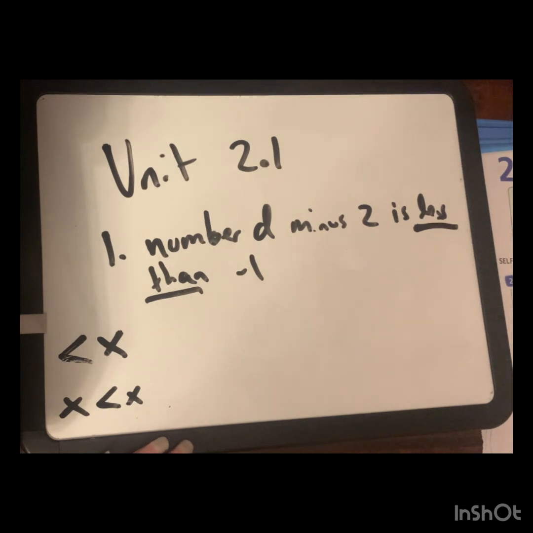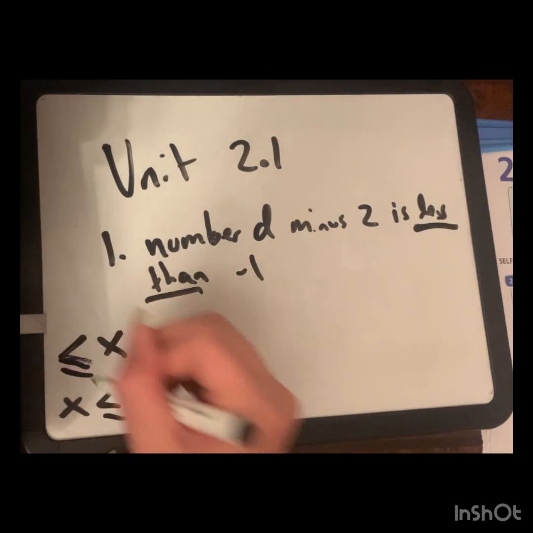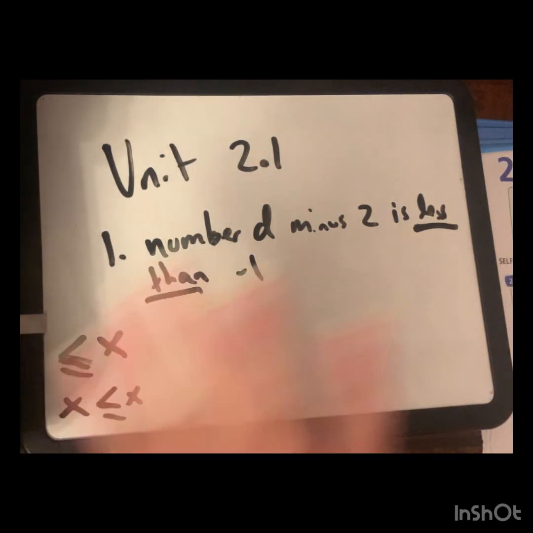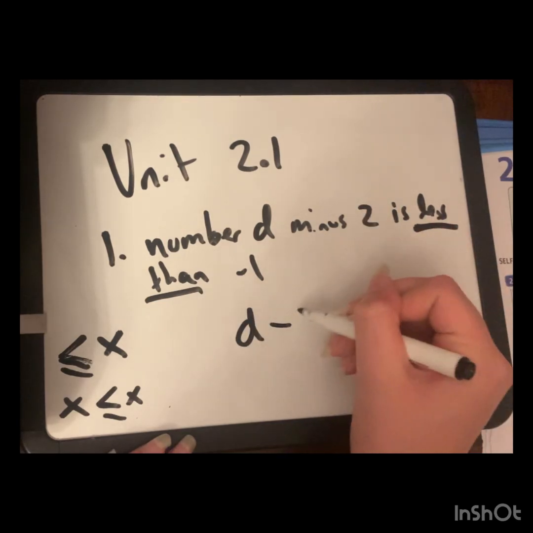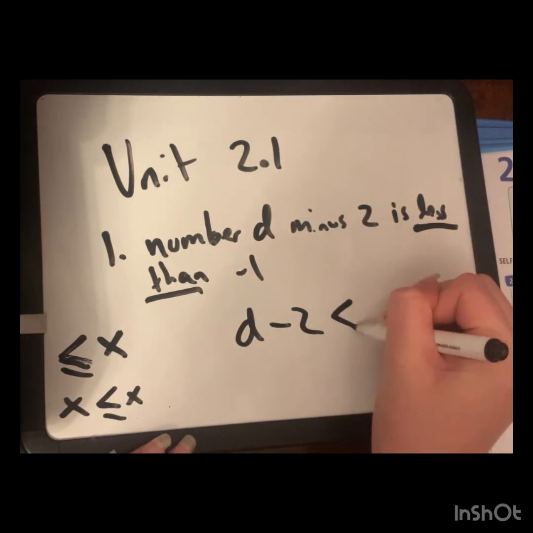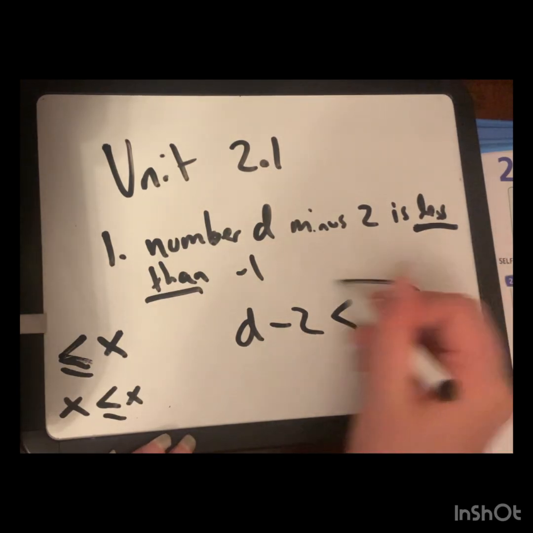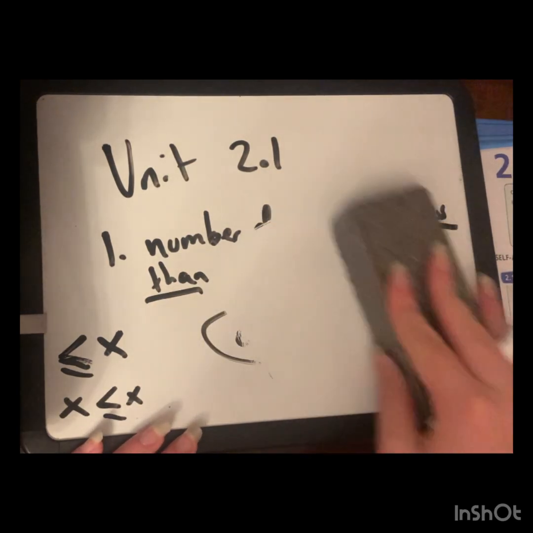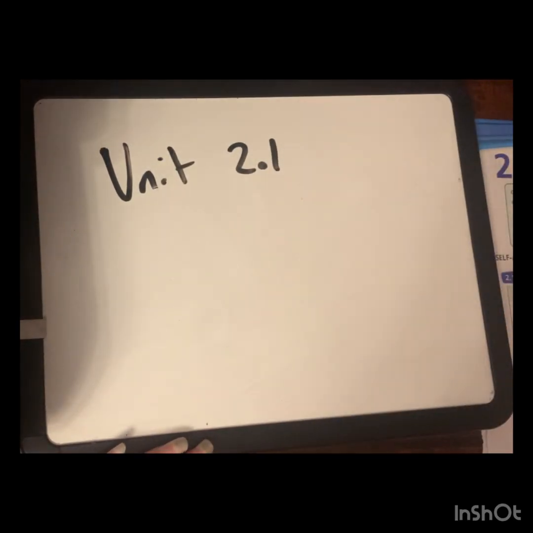But if they say equal to next to less than, or equal to, it means it just has the line under. Okay, guys? So in this one, it has no line under. So it would be D minus 2 is less than, since it has no equal, it will have no line under, negative 1. And this would be your solution. Now, we already did a writing test. If you guys want more, don't worry. I'm going to put it in the end picture.